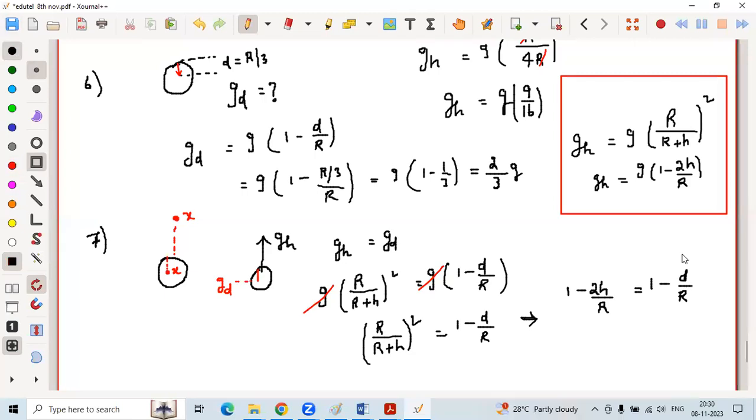Now simplification will become very easy. 1 will get cancelled, minus will get cancelled. So finally I'll get this answer like this. 2h by R is equal to, என்னடா இருக்கு? d by R. R cancel. Very good, that's all. So this is the condition: h is equal to d by 2. In this condition, both will experience the same acceleration due to gravity. That's all.